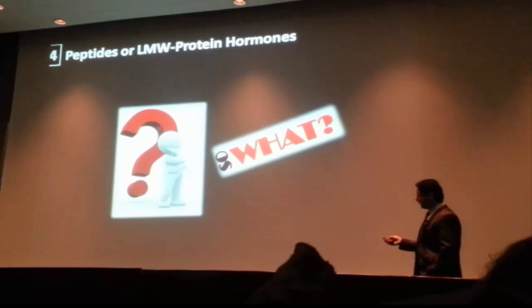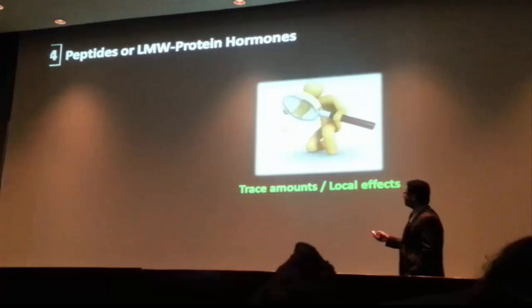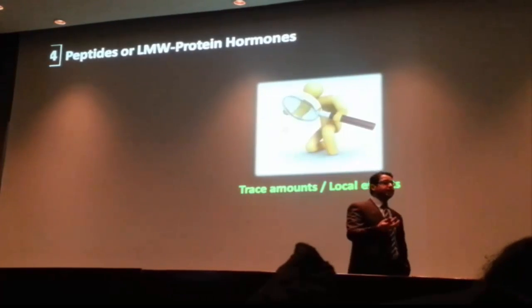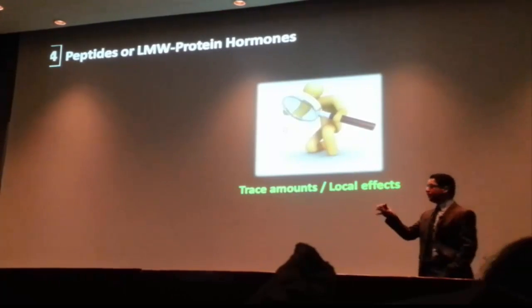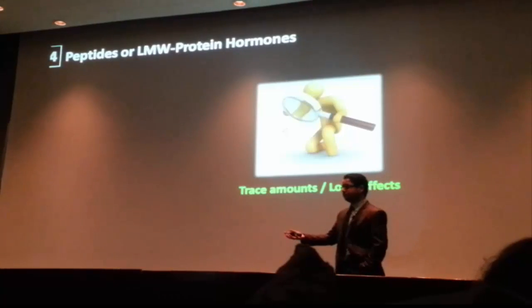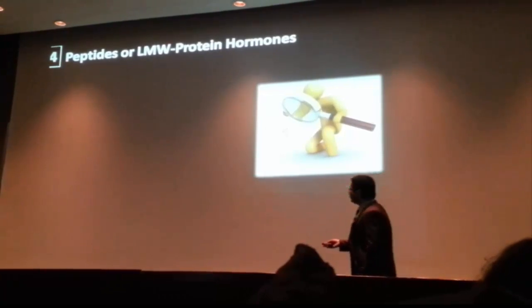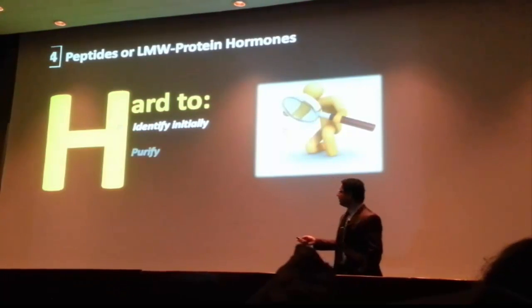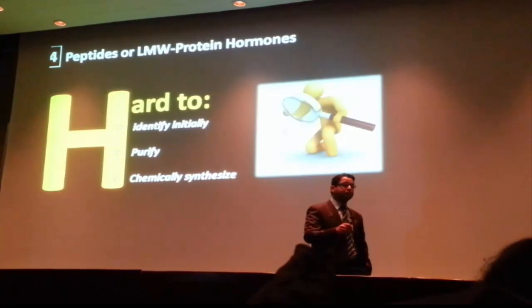Now, the first thing that we care about, out of this concept, is the fact that these are found mostly in trace amounts and will have local effects within the vicinity or the neighborhood of that secreting cell. Okay? Again, so what? It's hard to identify initially, it's hard to purify, and it's hard to chemically synthesize these hormones.